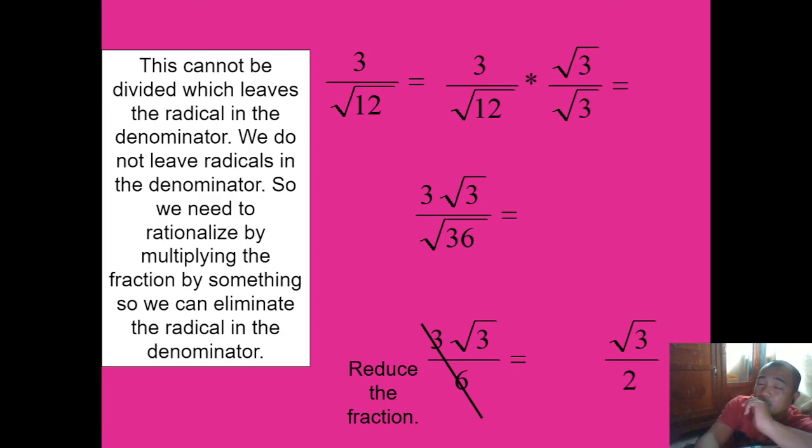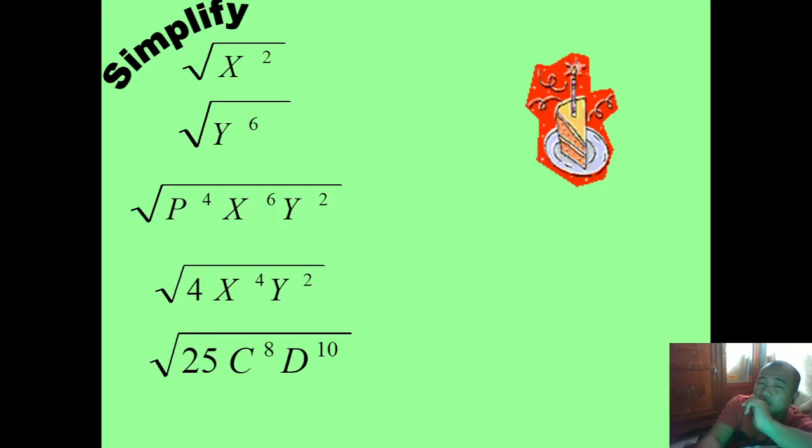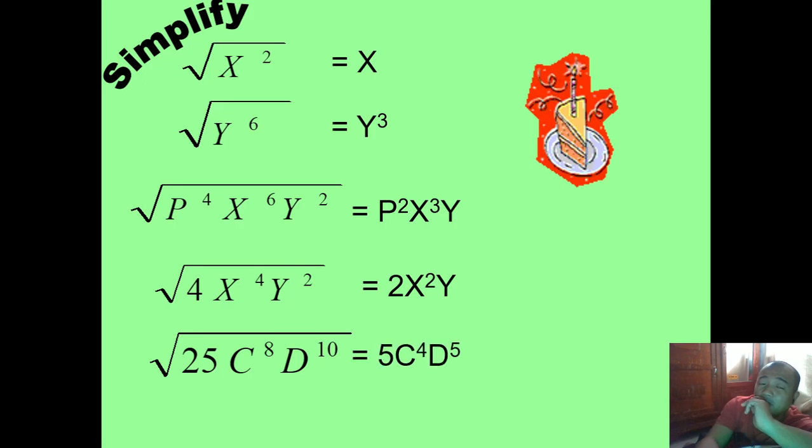So remember, always reduce your answer to lowest term when we are speaking about fractions. Next, simplify. Square root of x squared is x. Square root of y to the 6 is y cubed. Square root of p to the 4th, x to the 6, y squared is p squared, x cubed, y. Just divide the exponent by 2, the index. Number 4: 2x squared y. Number 5: 5c to the 4th, d to the 5.